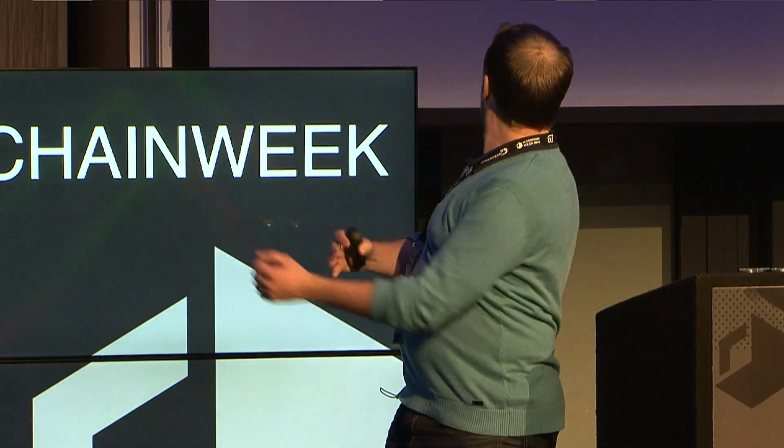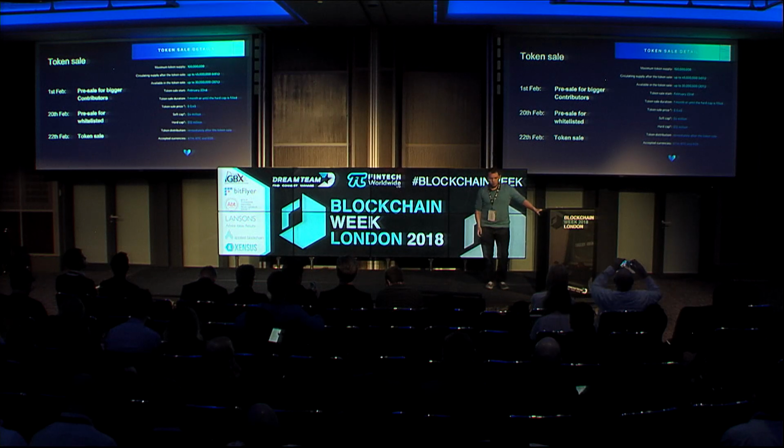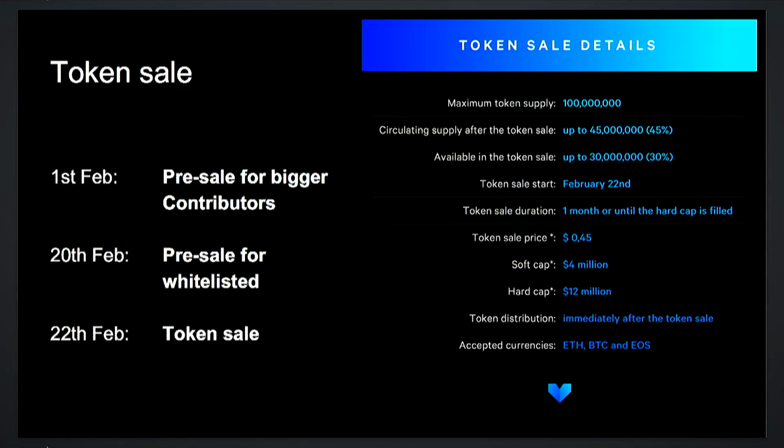So, these are the typical terms of the token sale that we're having. We're starting a pre-sale on February 1st for the bigger contributors, and then we have the pre-sale for the guys who whitelist early, and the token sale will start on the 22nd.